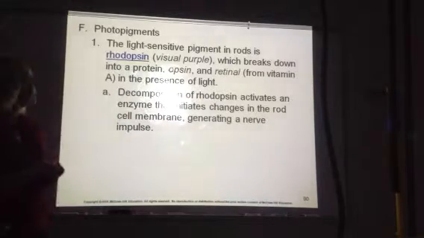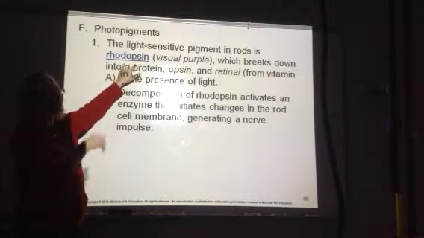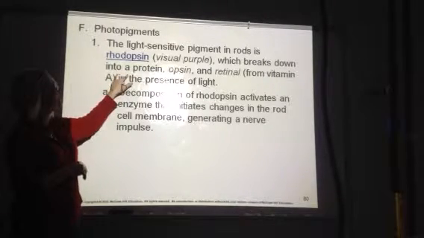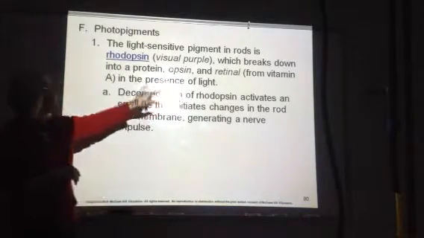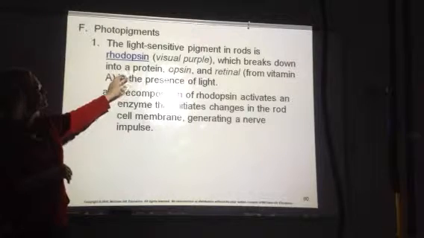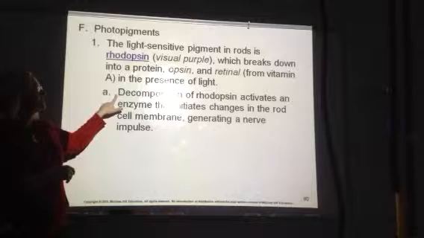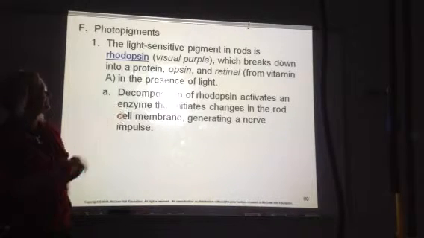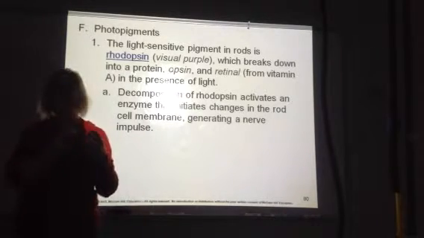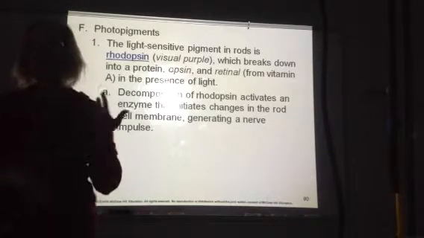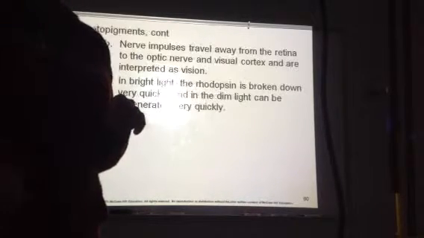The light-sensitive pigment in the rods is rhodopsin. It looks purple. In light, it breaks down into a protein, which is just opsin, and retinol from vitamin A. So light is going to break that down. Decomposition of rhodopsin activates an enzyme that changes in the rod, and that causes the impulse to be sent. So rhodopsin is an important protein in your rods.